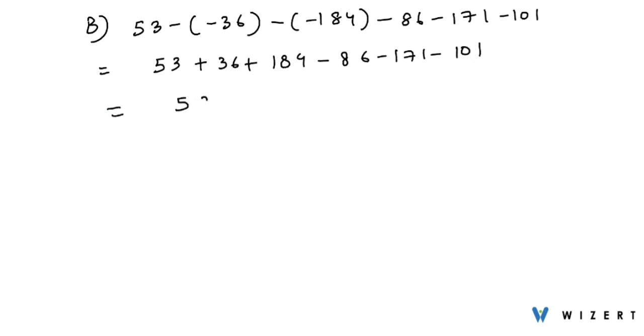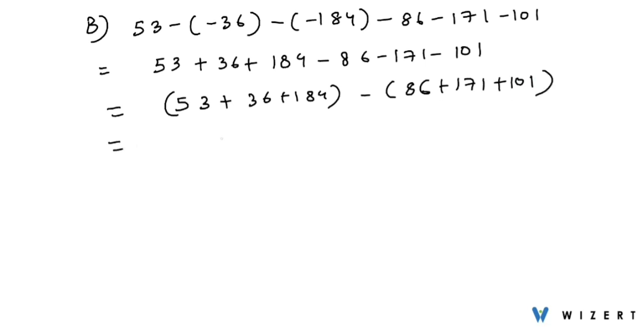So if we take the plus or positive part together, we will get this, and if we club the negative part together, we will get this. Now further simplifying it, we will get 273 minus 358, which is equal to minus 85. So this is the answer for part B.